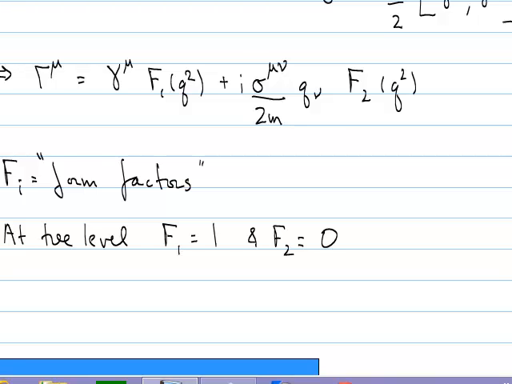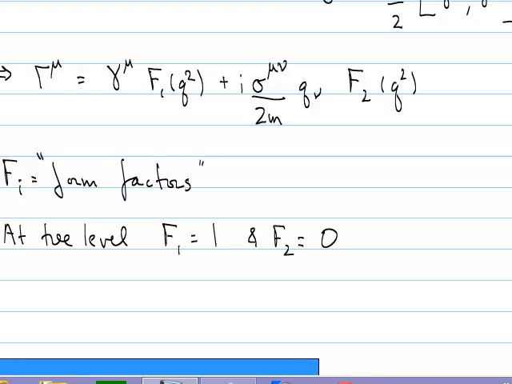However, what we've seen is that in general the symmetries allow f2 to be non-zero and f1 to not be equal to 1. Okay? And generally speaking, if something is allowed by symmetries, then it happens. And indeed, what we're going to see is that both f1 and f2 are non-trivial functions of q squared. But before I go ahead and compute them, I'd just like to spend a few minutes talking about the physical interpretation of these functions. Before I do so, let me pause and see if there are any questions.